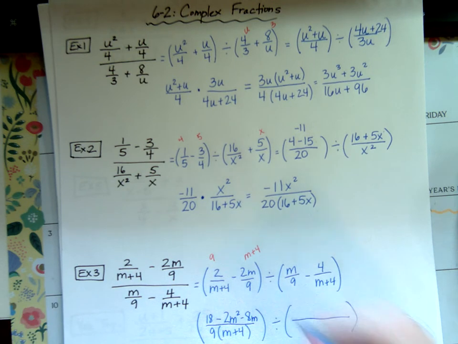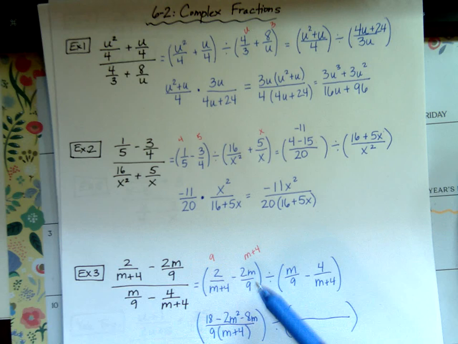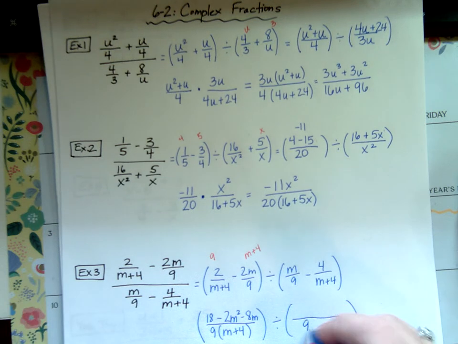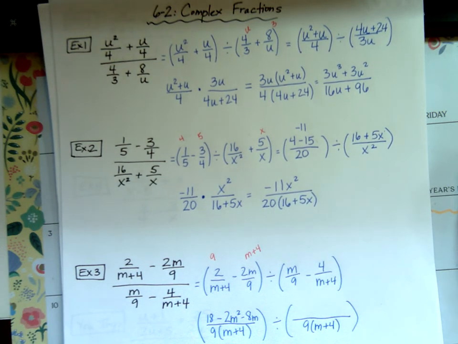I'll give you a second to think about that. Negative 2m times m, negative 2m squared. Negative 2m times 4 is a negative 8m. All right, now I'm going to the second set of parentheses. Guess what? They've got the same denominator. I have a 9. I have an m plus 4. I need one of each of them. Then let's play the matching game.